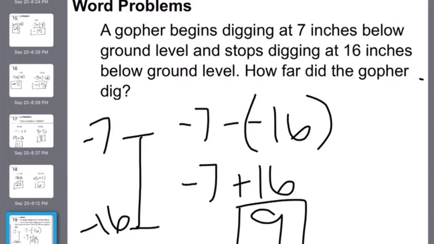So the gopher dig, I don't like that. The gopher dug 9 inches below the ground. You don't have to go ask Roiger, I had learned. So 9 inches is how far he dug below the ground.